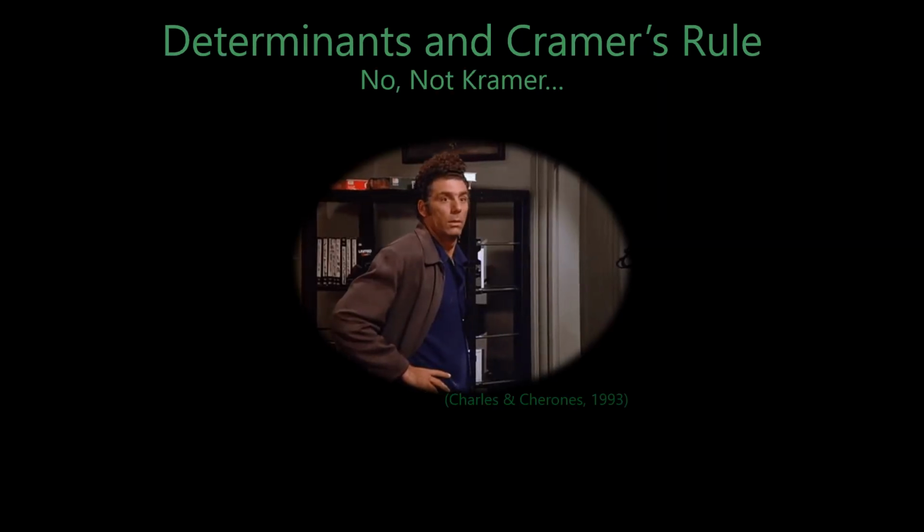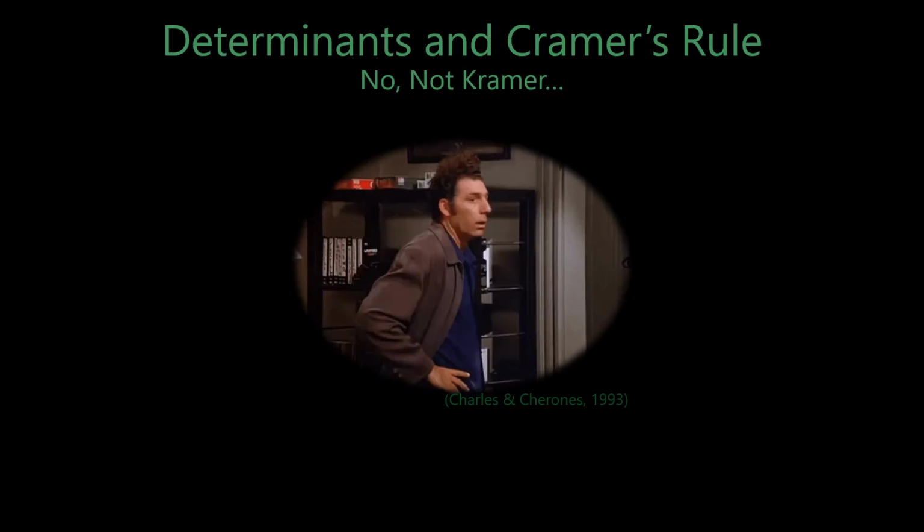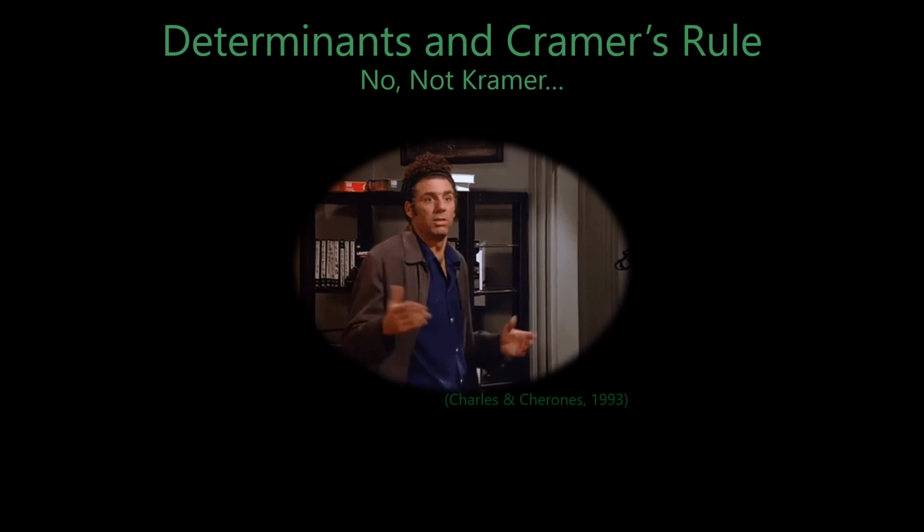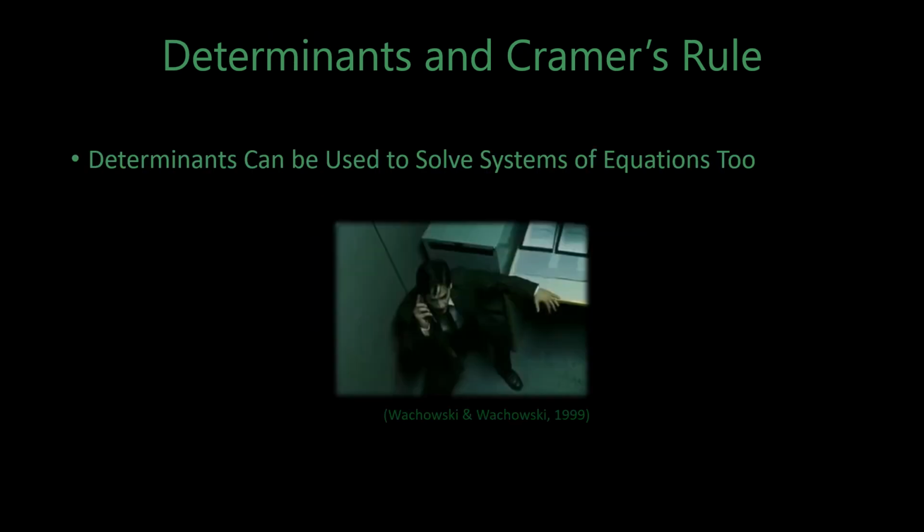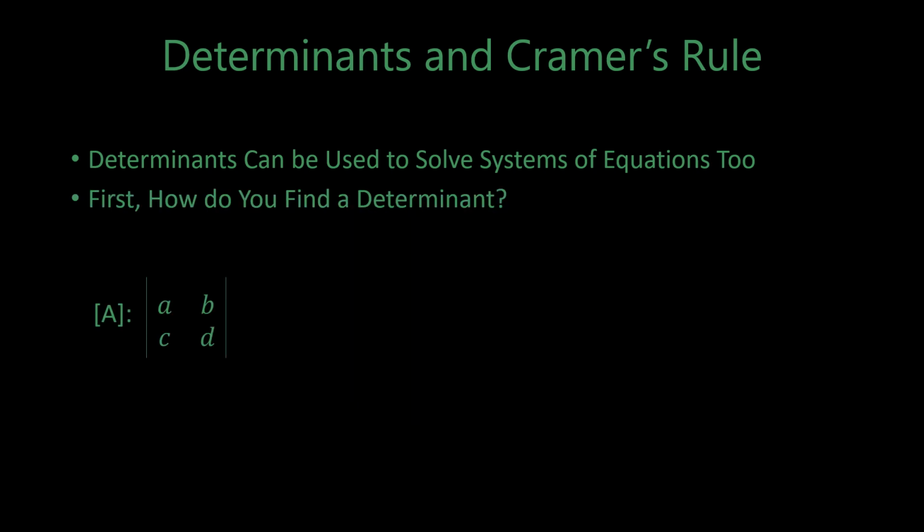Now we're going to talk about determinants and Cramer's rule. No, not that Cramer. Determinants can be used to solve systems of equations too. How? I can guide you, but you must do exactly as I say. First, how do you find the determinant?